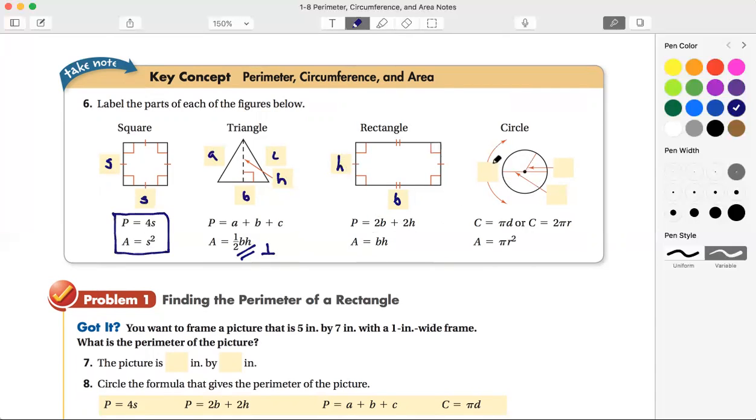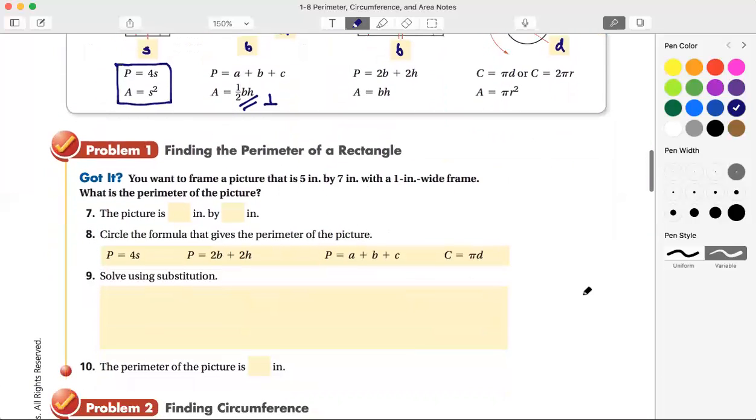And then here's the circle. The stuff that goes all the way around is called the circumference. The thing that comes from the center out is called the radius. The full thing that goes through the center is called the diameter. So the circumference is given by the formula pi times the diameter, or 2 pi times the radius. And the area is pi r squared.